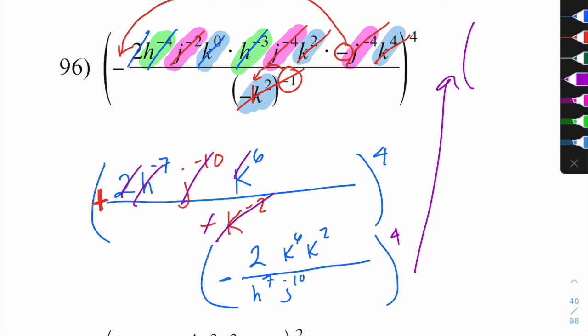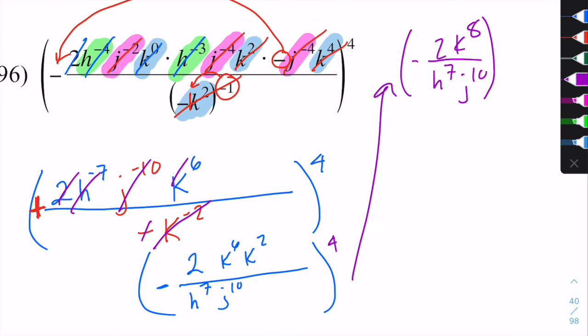Let's simplify on the inside. Real small step. We're going to combine the k to the 6th and the k to the 2nd to make k to the 8th. So negative 2, k to the 8th over h to the 7th, j to the 10th, still to the 4th. Whew.